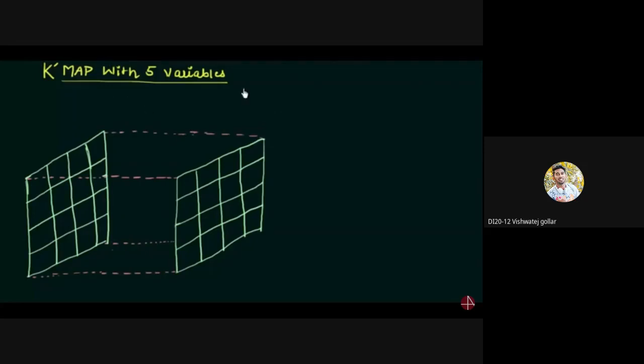So let's say we are having a function f, and as there are 5 variables involved, let's name them A, B, C, D and E. These are our 5 variables. Fine. And if I make the truth table of these 5 variables, as there are 5 variables, 2 to the power 5 gives us 32. So there are a total of 32 possible combinations of A, B, C, D and E.